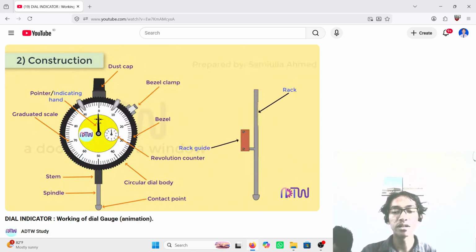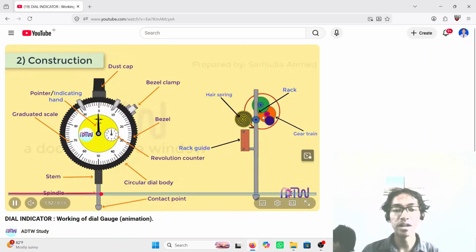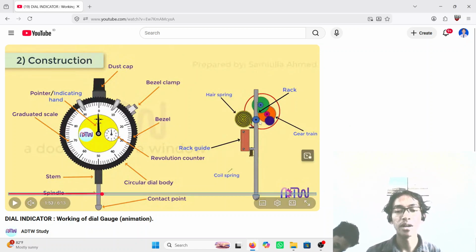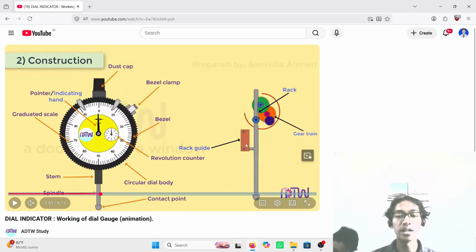And we see the internal parts of the dial indicator. It consists of, first, the rack. A rack is a straight strip of gear teeth cut directly into the side of the plunger. There is also a rack guide. It is a component that prevents the rack from rotating, ensuring it only moves straight up or straight down.